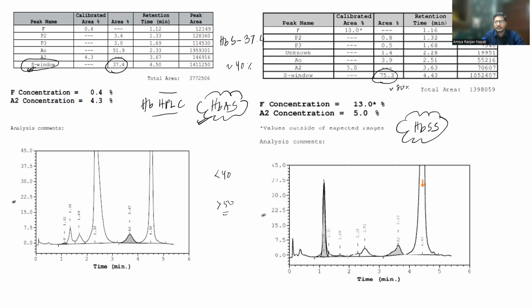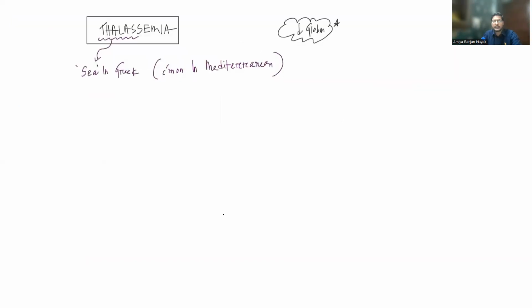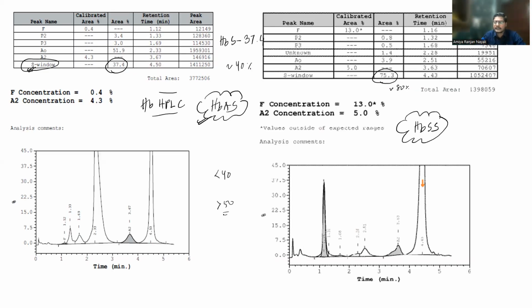So the first one is hemoglobin AS, which is the heterozygous condition, and the second one is the homozygous condition. And with that, I think we have completed sickle cell disease. In the next section, we'll discuss the thalassemias.